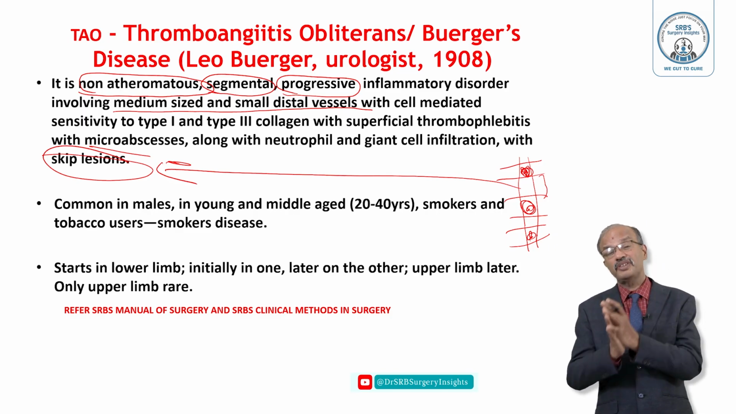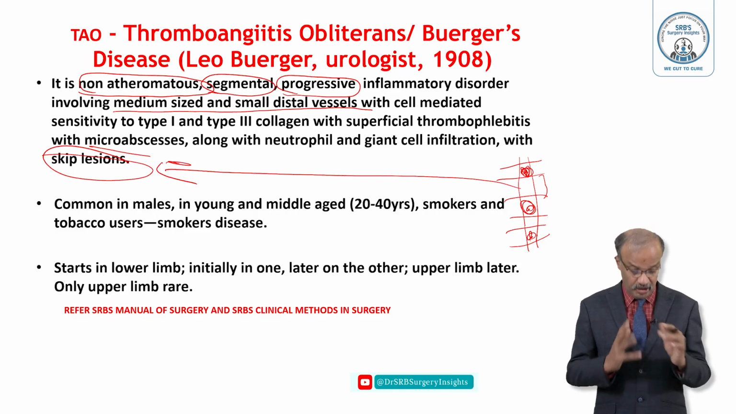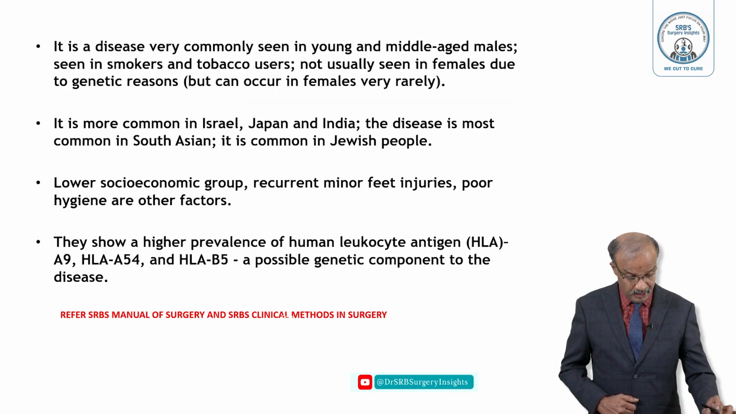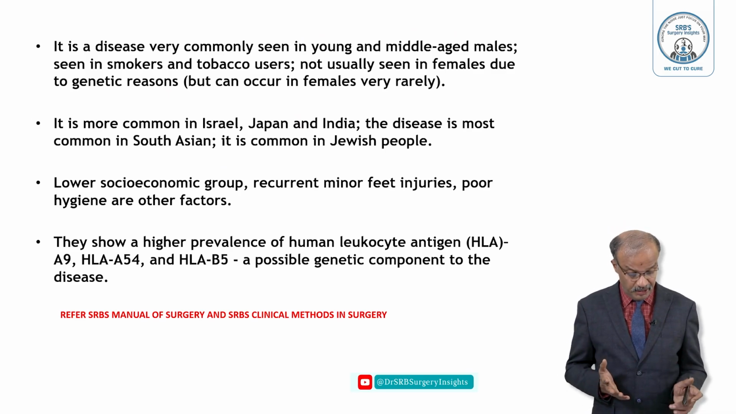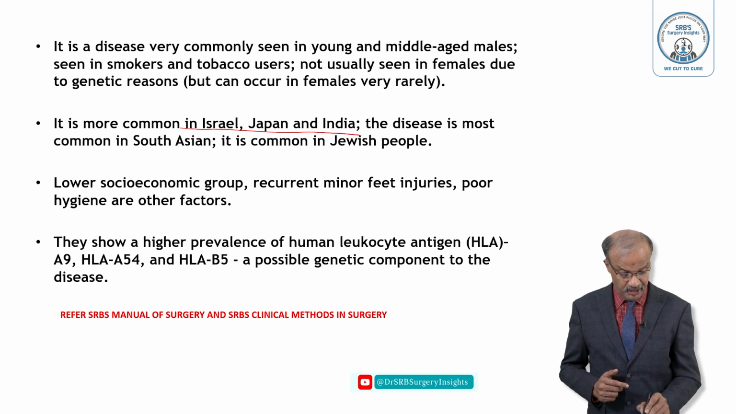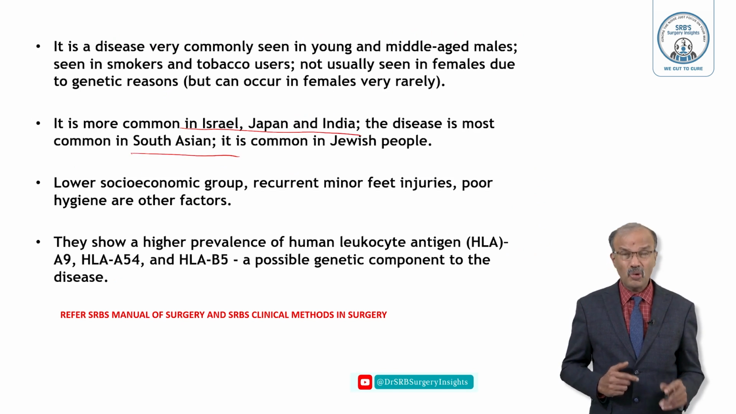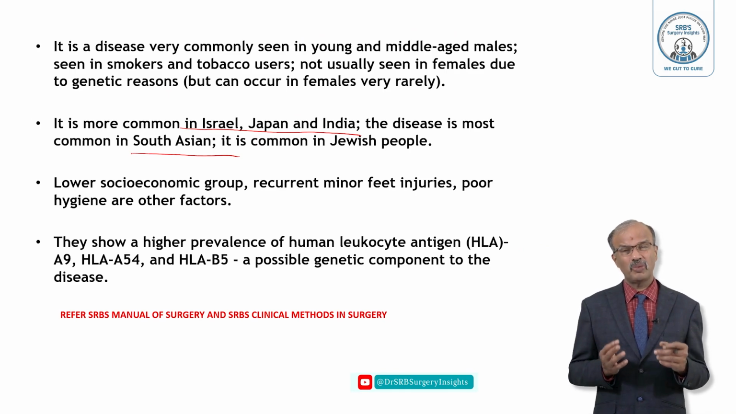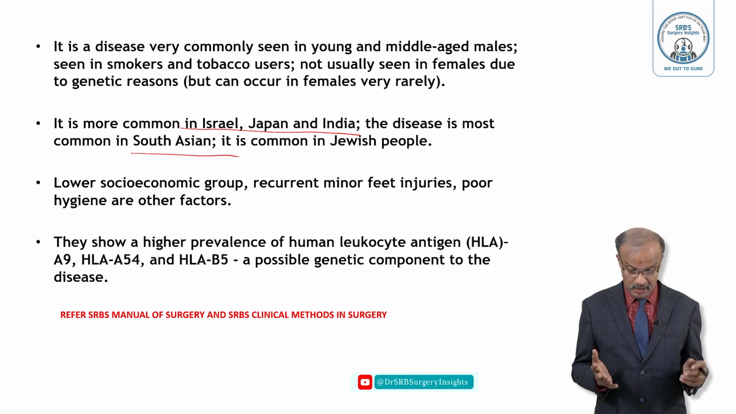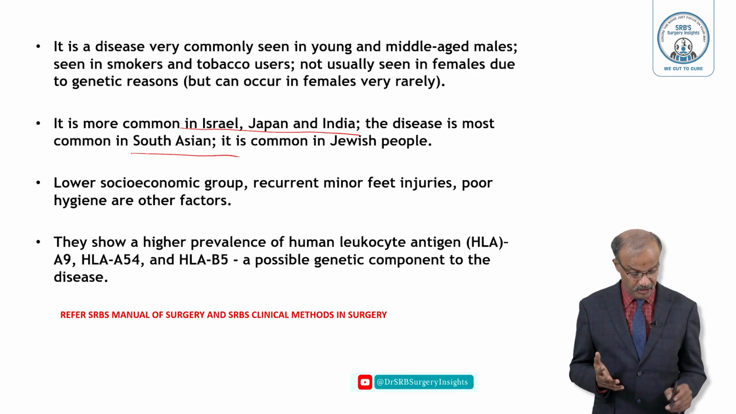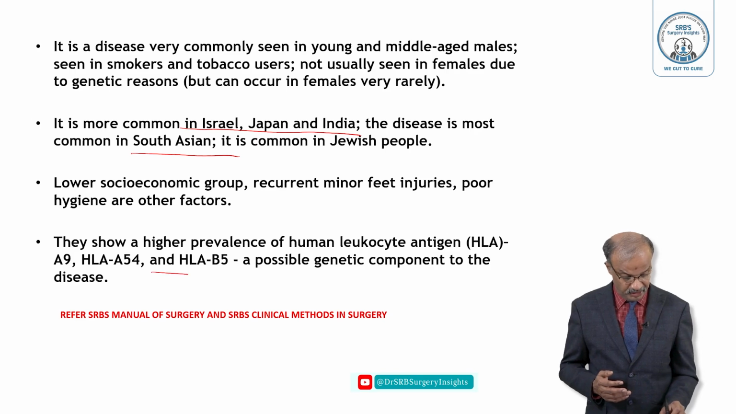So these specifications are there when the disease is involved exclusively in a smoker. I already told that. It's a disease commonly in the young and middle-aged. It's more common in Israel, Japan, and India. It is quite common in South Asia, Asia. In the lower socio-economic group, it is very common. Probably barefoot walking and minor feet injuries are quite common in the lower socio-economic group, which is probably the reason. I'm not much interested in all those things, but a genetic relation is there.